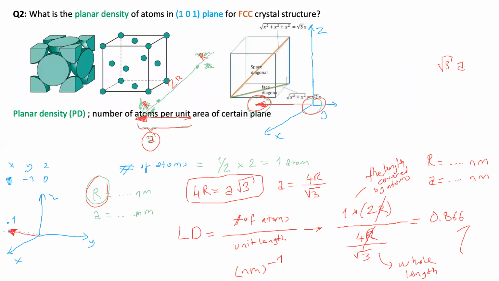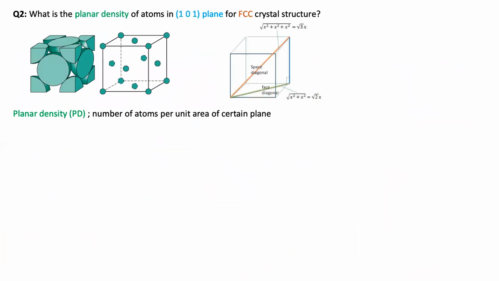I'm moving to another question about the planar density this time. We are being asked about the planar density in FCC crystal structure for the 101 plane. First, we again should try to find out which plane it is. So I'm just writing x, y, z values like 1, 0, 1. I should take the reciprocals of these values, 1 over 1, 1 over 0, 1 over 1, to find out the intercepts.